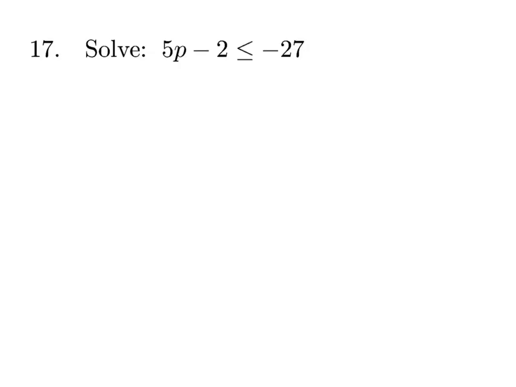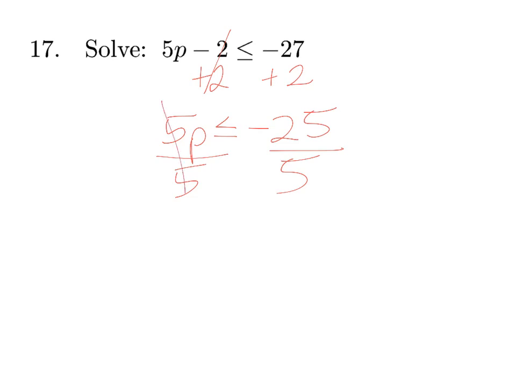Let's see here. For the next problem, first thing I have to do is isolate P. Okay. Now I divide by 5. I get P is less than or equal to negative 5. And I don't have to graph in this case. Done.